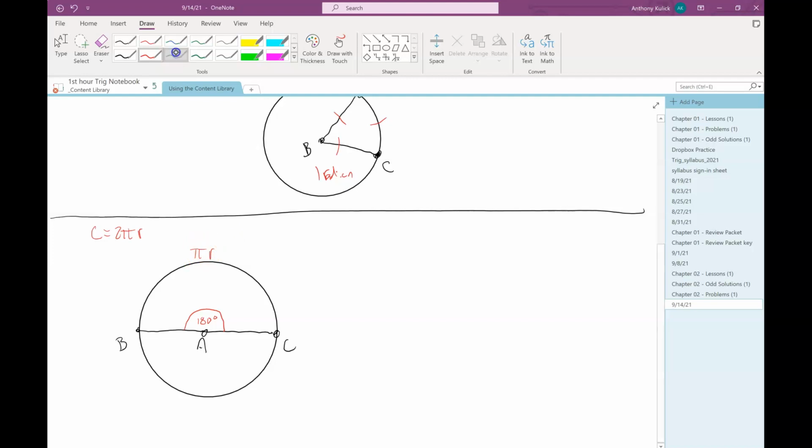Now let's make a little assumption about this circle in particular. Let's say the radius of this circle is 1. That would mean that that arc length is exactly pi, and that tells us then that 180 degrees is equal to pi radians. And that's what we needed.